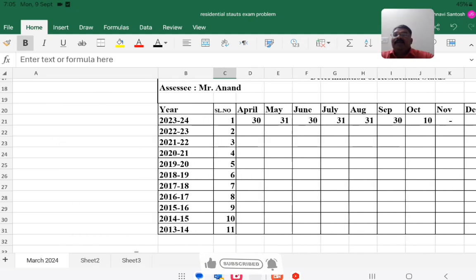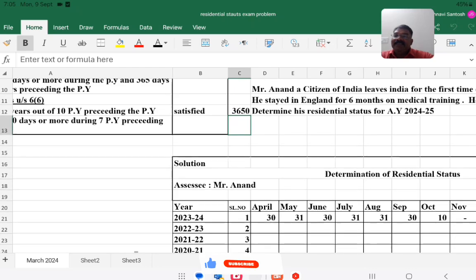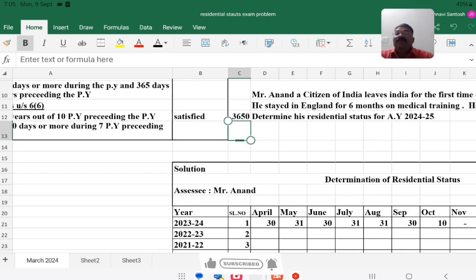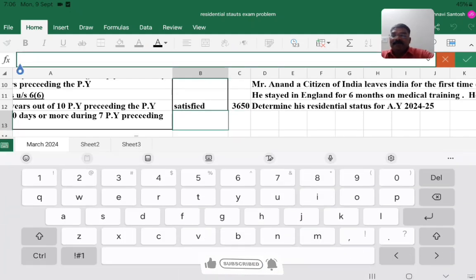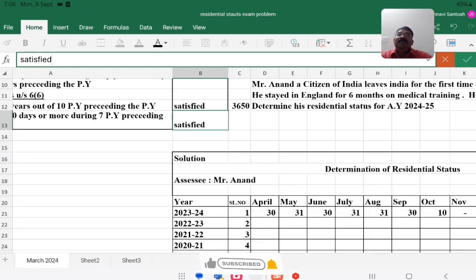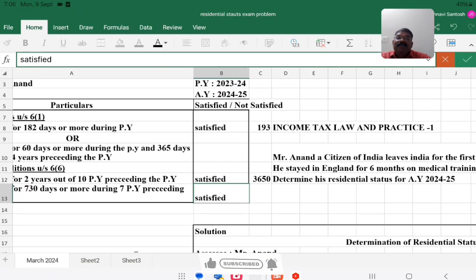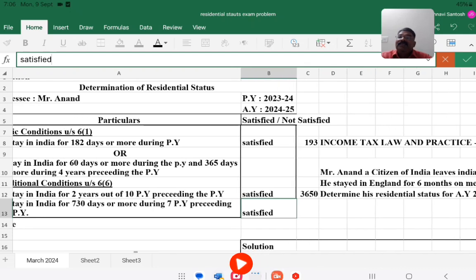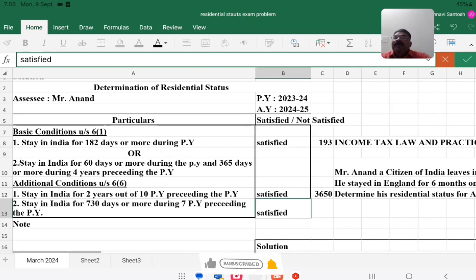He has satisfied. That means an individual, Mr. Anand, assessee. See, it should be like this only: assessee Mr. Anand, previous year 23-24, assessment year 24-25. That means in the note I am going to write, Mr. Anand has satisfied one of the basic conditions and fulfills both the additional conditions. Therefore, I call him a resident and ordinarily resident. In that note, you have to write that Mr. Anand is a resident and ordinarily resident.